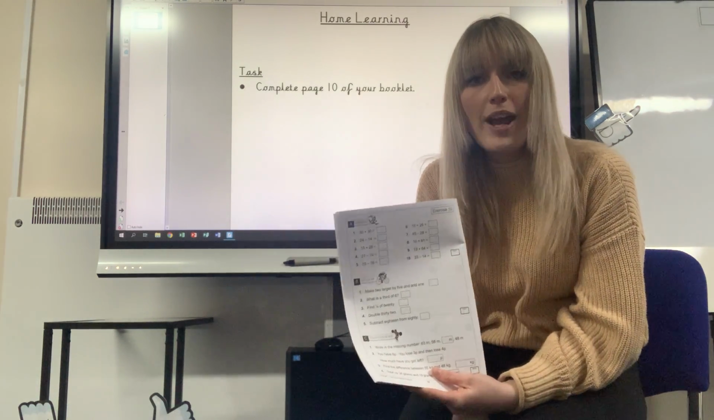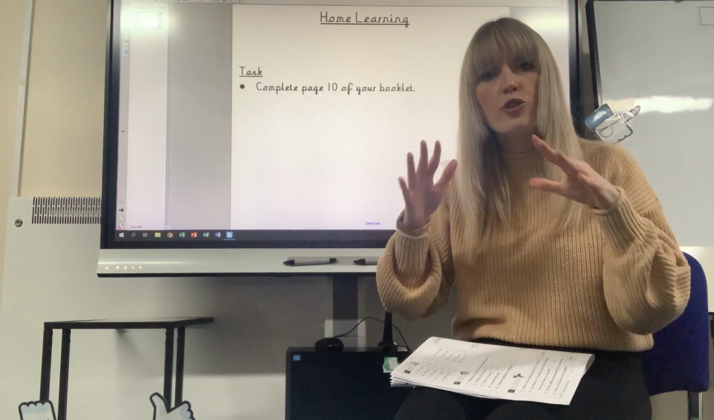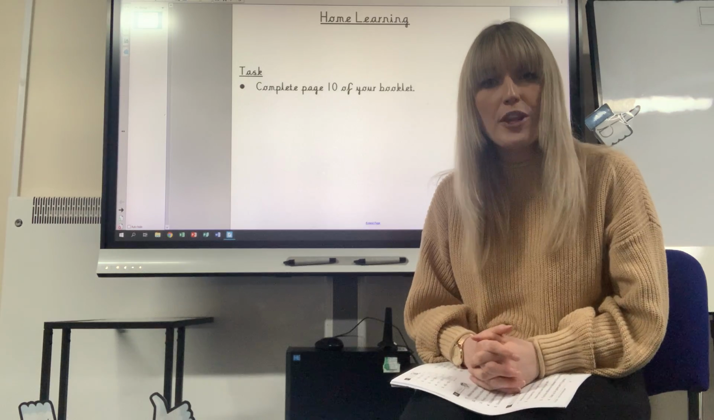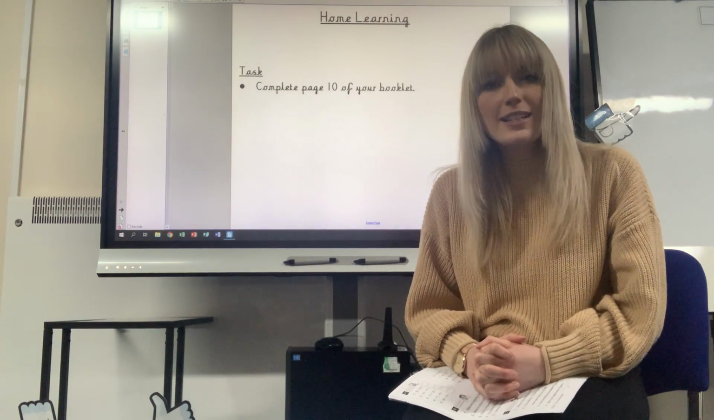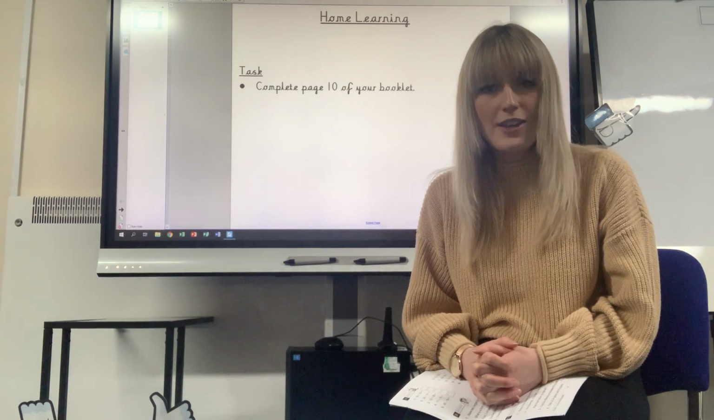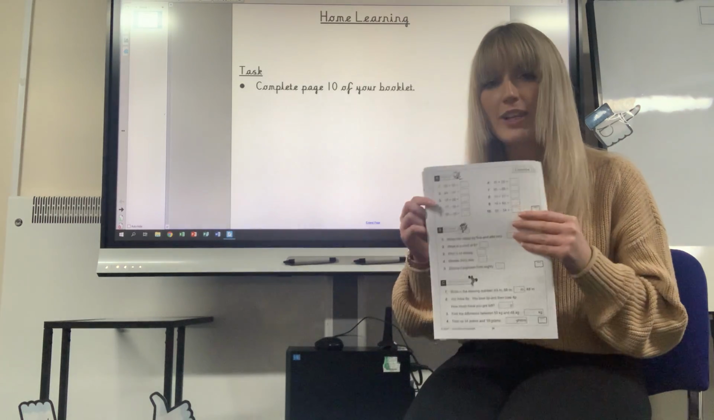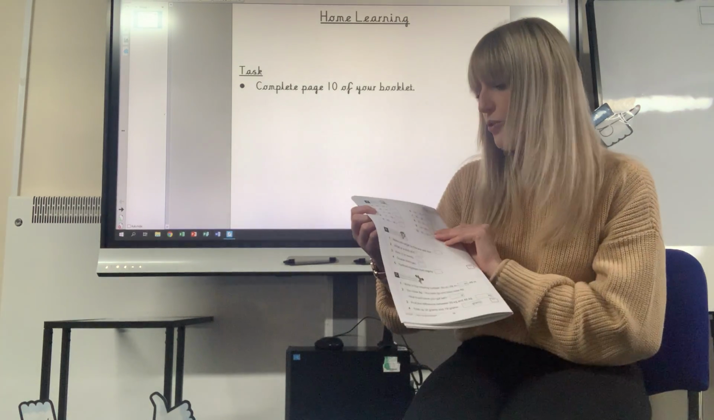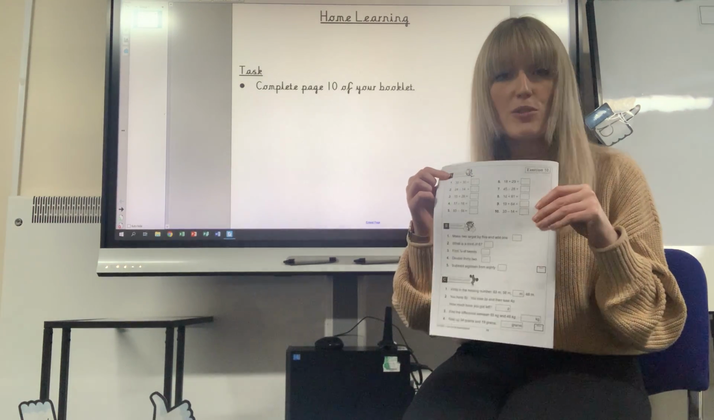Now, on Wednesday, we learned how to partition, so how to split numbers up in order to add them or subtract them more easily. Yesterday, we had a little look at the column method, and we're going to have another look today at the column method just to remind us how to do it, because I think it will really help you today with your adding and your subtracting. Now, you might not need them for some of the questions.